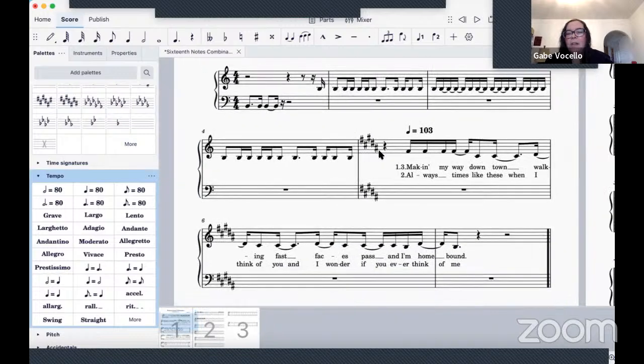Even when you change the key signature, the accidentals, the time signature is the tempo, the metrical part. Here regarding the pitch, here regarding the metric.